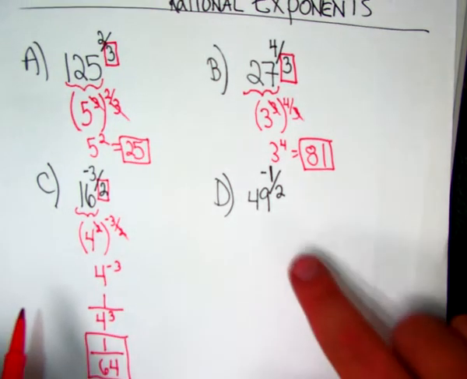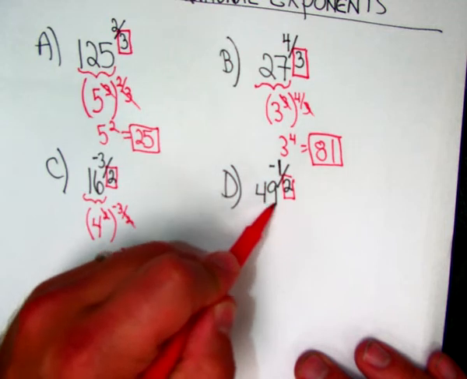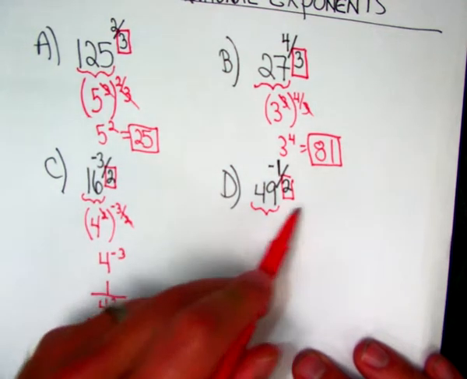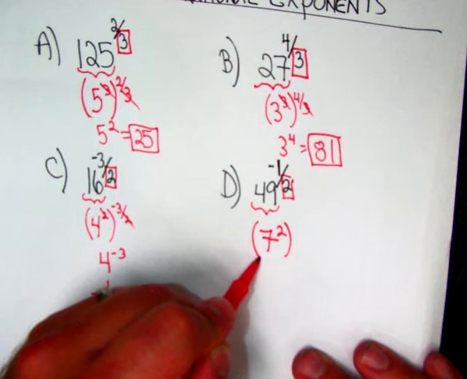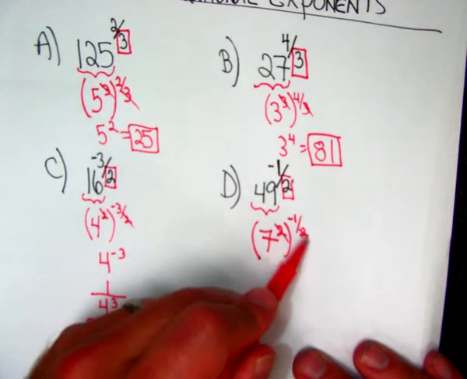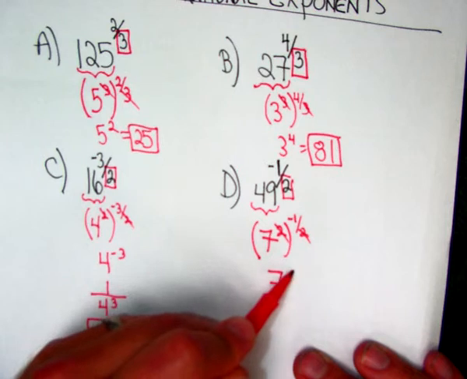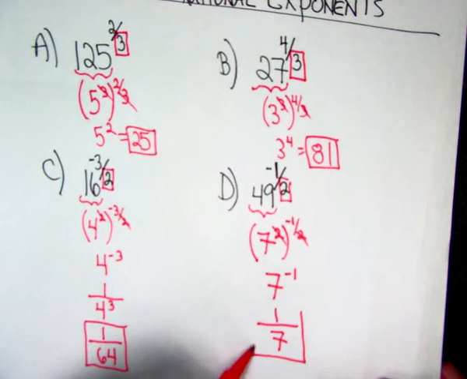Same thing with letter D. We're trying to find, from this 2, 49 has to be something raised to the second power. That just happens to be 7 to the second power. That will be to the -1/2. The powers cancel, leaving 7 to the -1. A negative exponent means we move it down to the bottom, and we end up with 1 over 7 to the first, which is just 1 over 7.